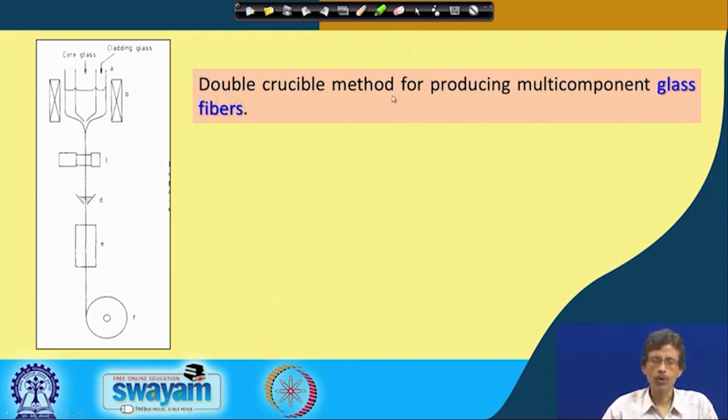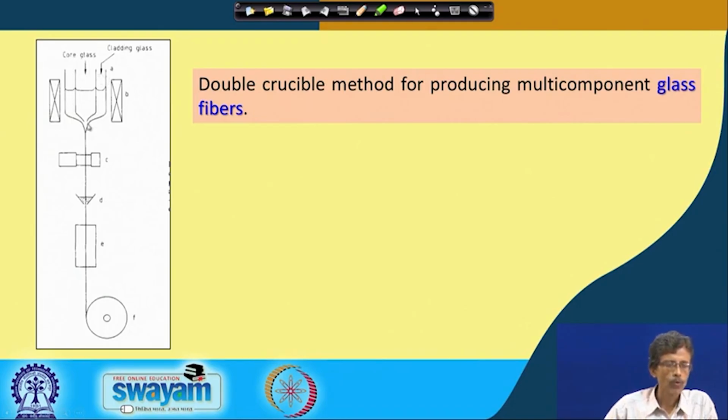So look at the name first, that would always be very important. It is a double crucible method, so you require two crucibles. Two concentric crucibles can be used for producing a multi-component glass fiber. So now you have two or more components for making that particular glass fiber. We have something as the core, which is covered by some other material. These are the two concentric crucibles. One is the bigger one, and inside you have the other one.